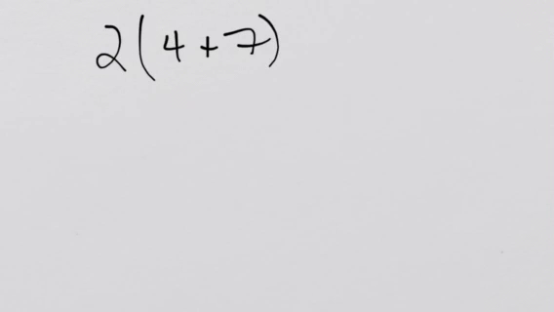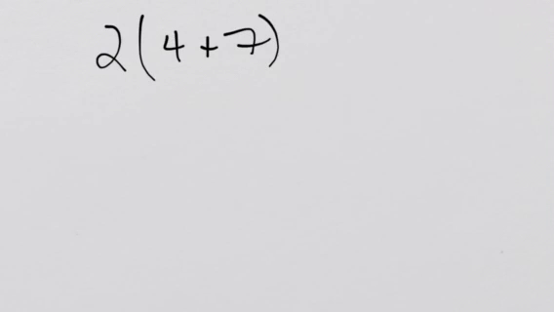Let's talk about something known as the distributive property. And when we distribute something, we give something to all members. So let's take a little problem like this. We've got 2, and then in parentheses, we've got 4 plus 7.